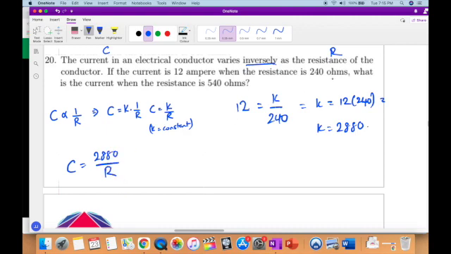That is the relationship between current and the resistance. What is the current when the resistance is 540? Well, the current is 2880 divided by 540, which is 5.3, about there. Yeah, 5.3.